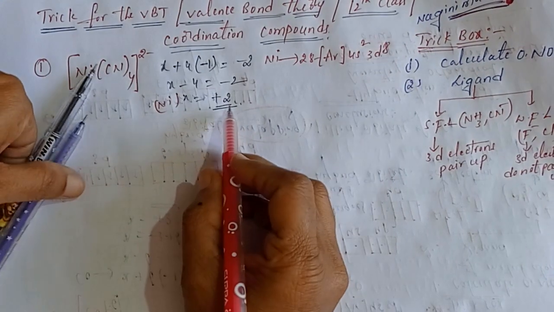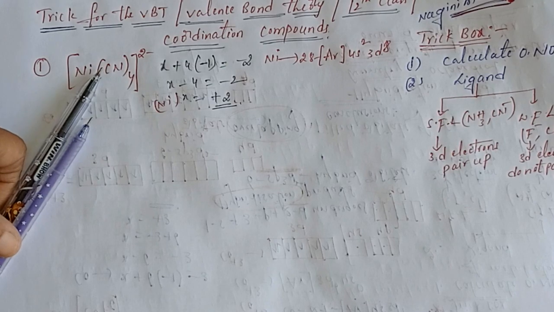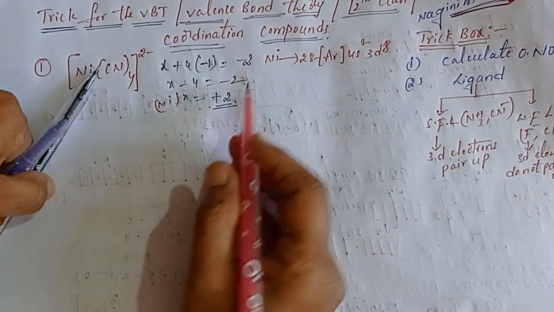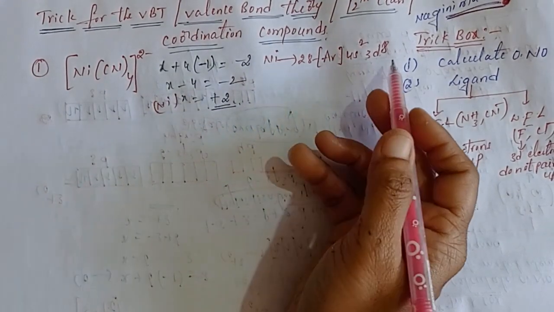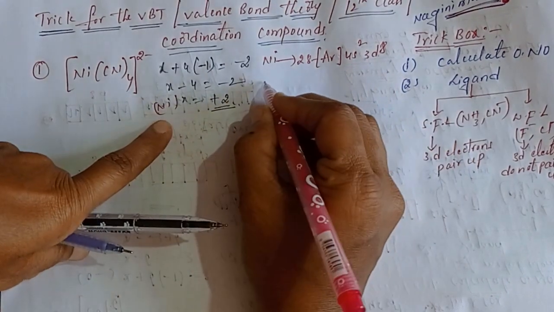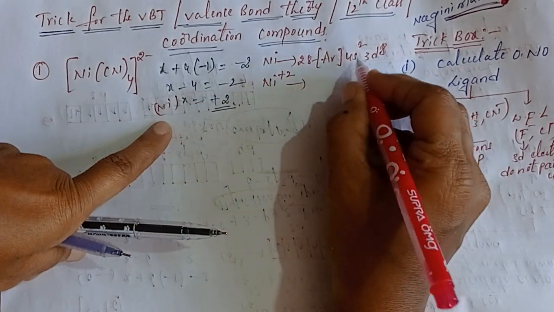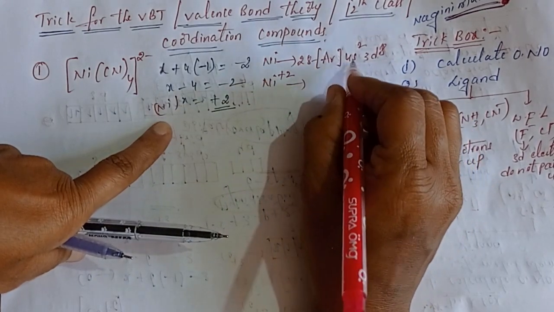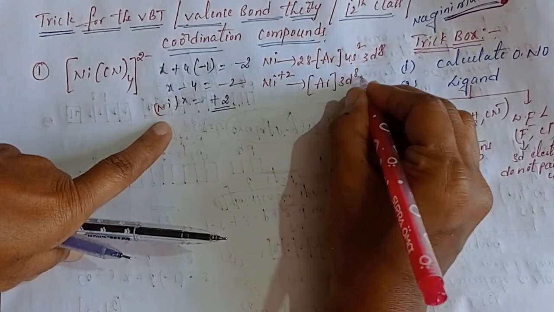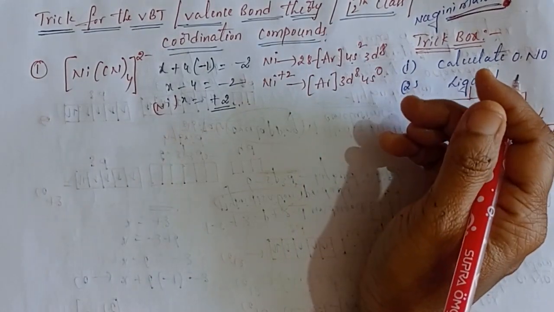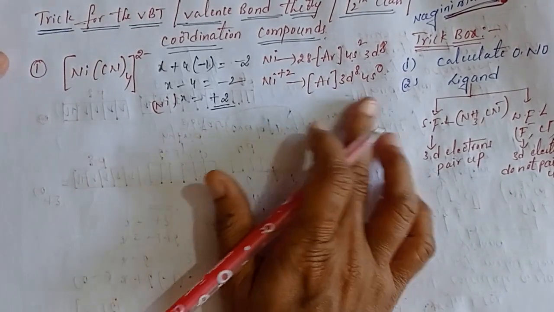See here, the oxidation number is plus 2. Plus 2 is nothing but 2 electrons lost. The nickel atom lost 2 electrons. So what is the electronic configuration? Nickel loses 2 electrons from the fourth shell, so the electronic configuration is argon 3d8 4s0. Are you clear? 3d8 4s0. This is the Ni plus 2 electronic configuration.